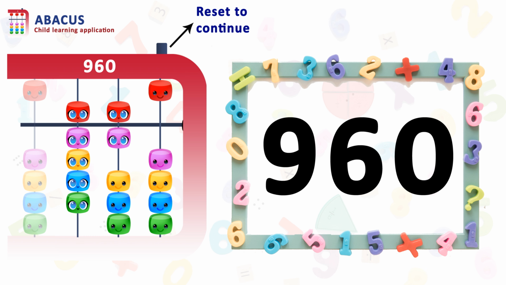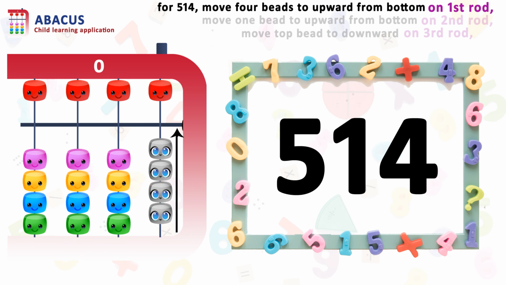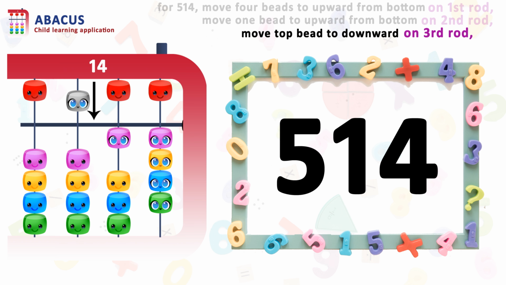To reset the abacus, we have to press the top right button. Now let's set 514. For 514, move 4 bits upward from the bottom on the first rod. Move 1 bit upward from the bottom on the second rod. And finally we are moving the top bit downward on the third rod.